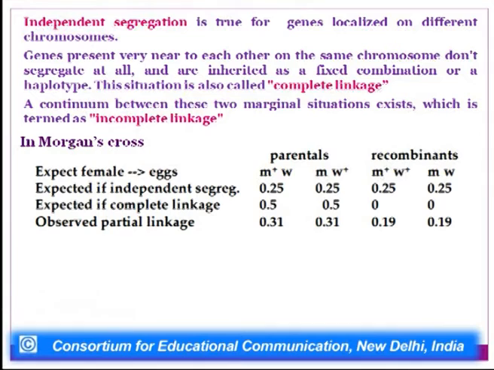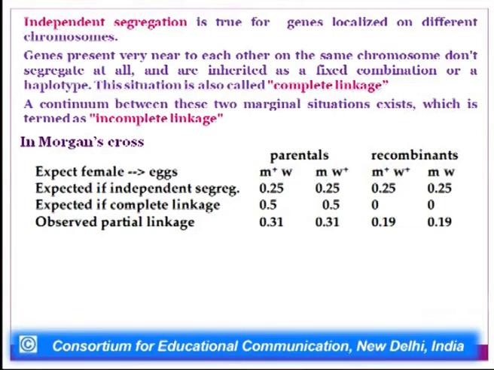If the two alleles were assorting independently, that is what we would expect. If both the alleles were completely linked, then no recombinants would occur, and therefore 0.5 and 0.5 would be the parental phenotypes occurring. So 50-50% of both the parents will occur, but there will be no recombinants. But since recombination did occur, and the observed frequency was 0.31 and 0.31 in case of parentals and 0.19 and 0.19 in case of recombinants, this was an example of partial linkage.